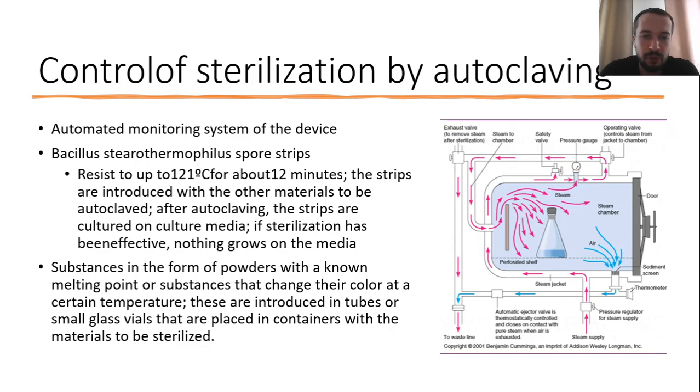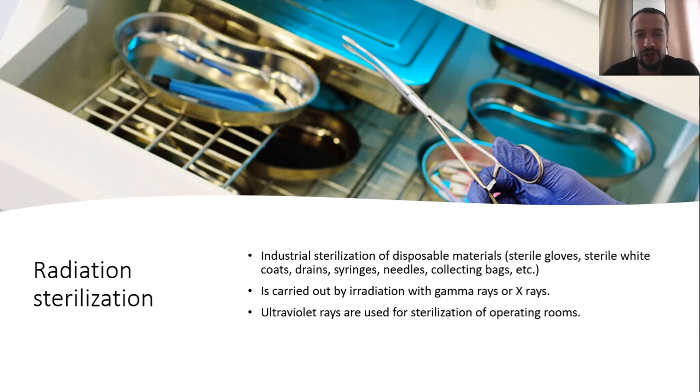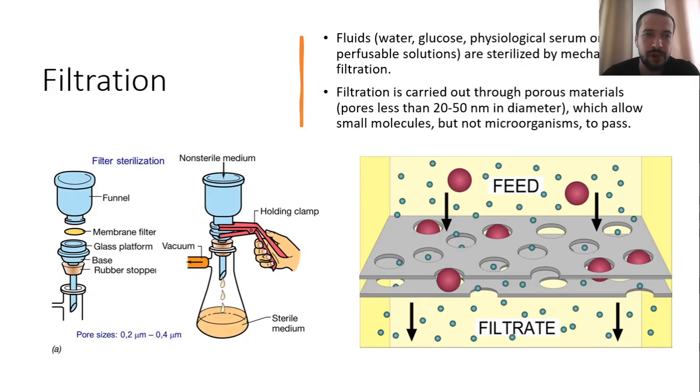Substances in the form of powders with a known melting point change their color at a certain temperature. These are introduced in tubes or small glass vials that are placed in containers with the materials to be sterilized. Radiation sterilization. Industrial sterilization of disposable materials, sterile gloves, sterile white cloths, drains, syringes, needles, collection bags, is carried out by irradiation with gamma rays or X-rays. Ultraviolet rays are used for sterilization of operating rooms.